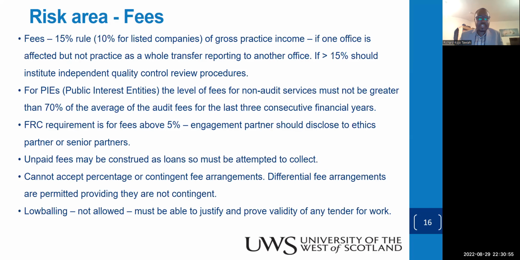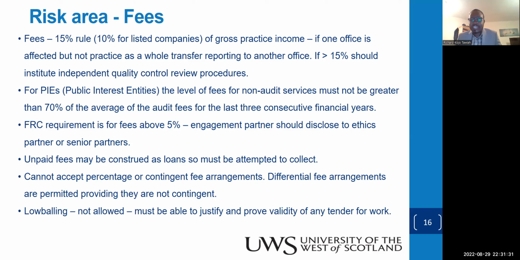take safeguards against it. With the fees, like I said, there's a 15% rule for all companies which are not listed on the stock exchange. If the revenue you are taking from them constitutes more than 15% of your gross income, you may want to stop that engagement. But for a listed company, if the income you get from them constitutes more than 10% of your gross income, you may want to consider your quality control procedures and possibly pull out.